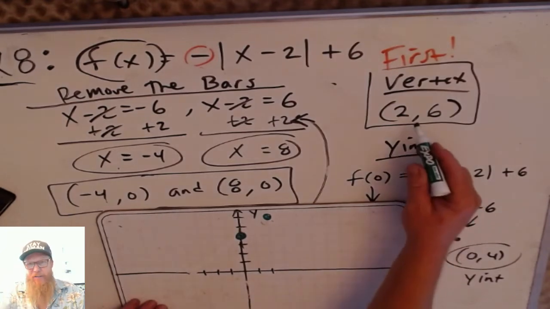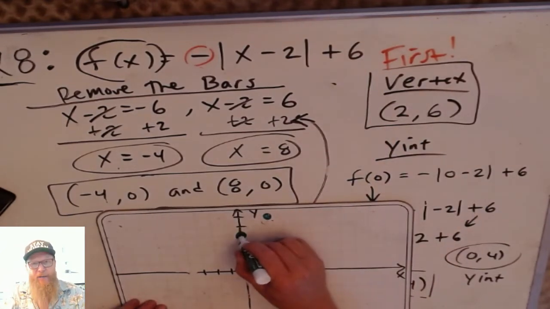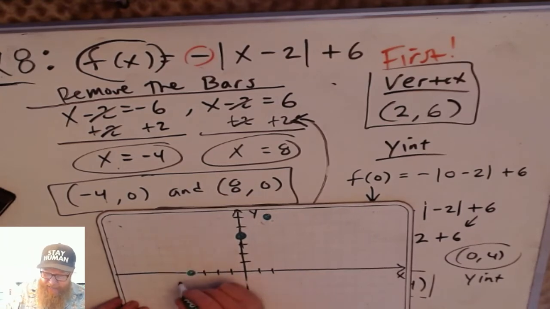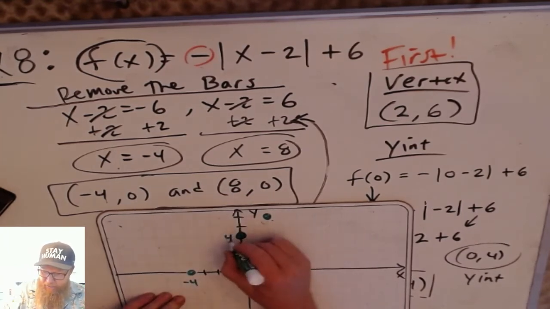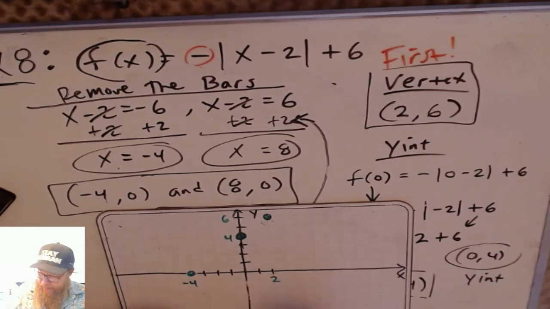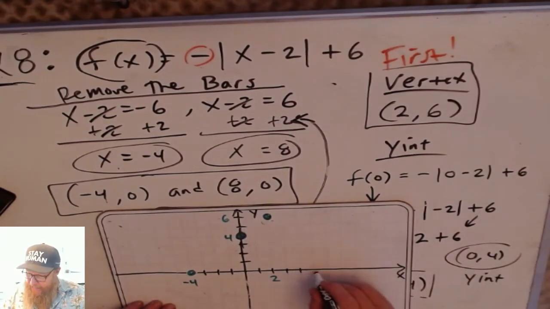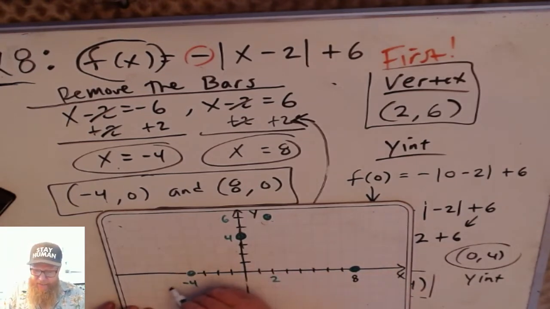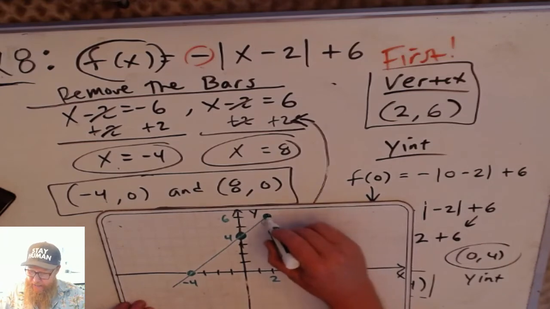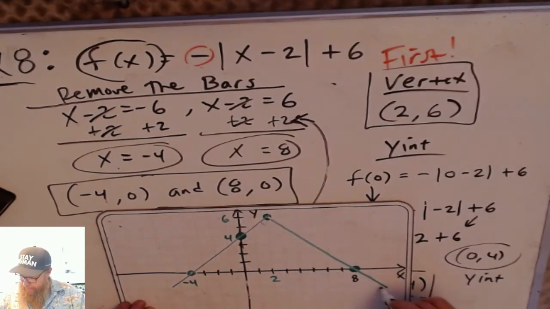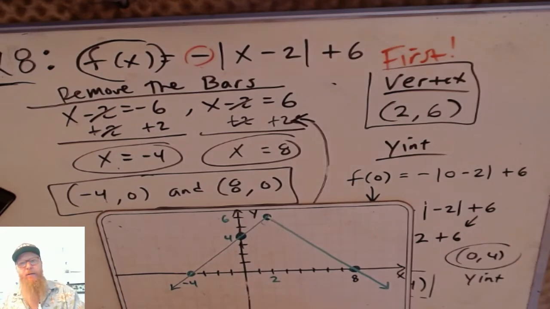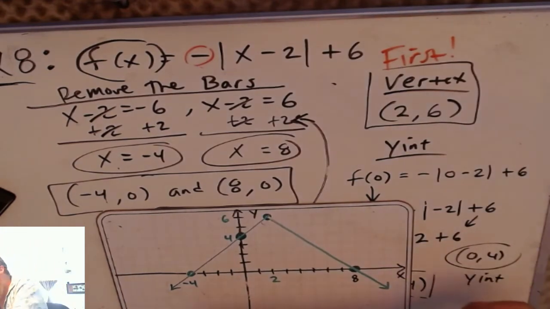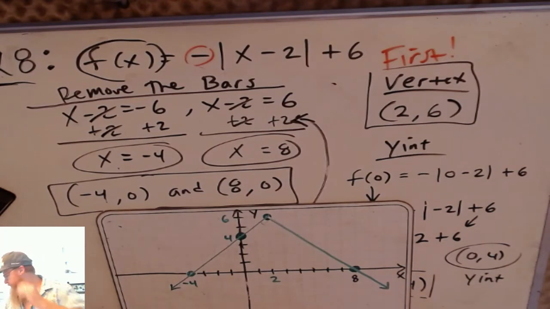Okay, so that's my vertex. That's my Y-intercept. Then I've got my X-intercept, -4, 4, 6, 2. And then what was the other one? 8. So 1, 2, 3, 4, 5, 6, 7, 8. And this is an upside down V. And there you go. That's your absolute value graph.